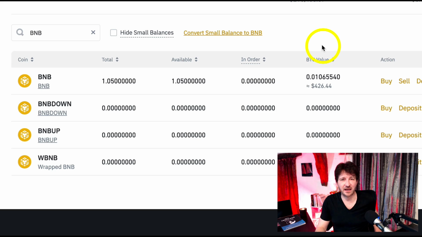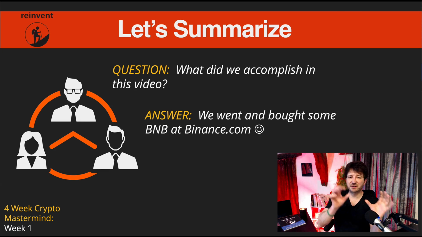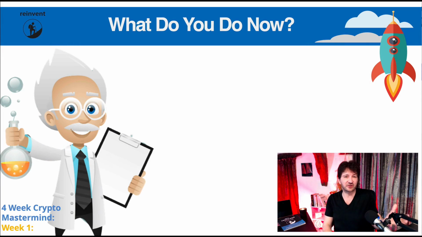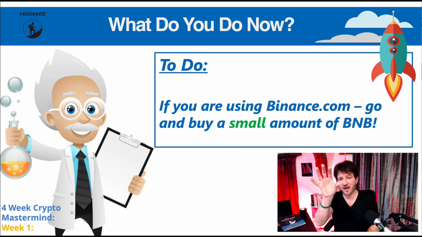Right, so let's summarize. So what did we accomplish in this video? Big video this video. We went and bought some BNB at Binance.com. Nice and simple. It's very step by step, isn't it? It's very, very intuitive. So what do I want you to do now? Well, you know what I'm going to say, don't you? If you use Binance.com, if that is your exchange, go there, buy a small amount of BNB, and then the transaction is instantaneous. And then go to your account, as you just saw me show you, and you will see your BNB listed under your assets. If you just type in BNB in the search bar, it will show you your BNB there.